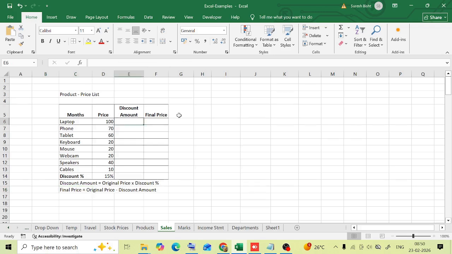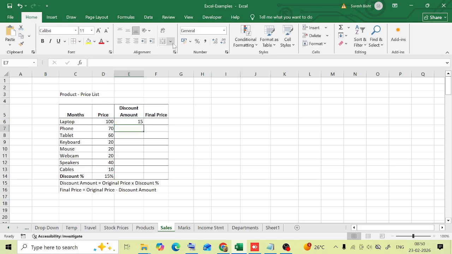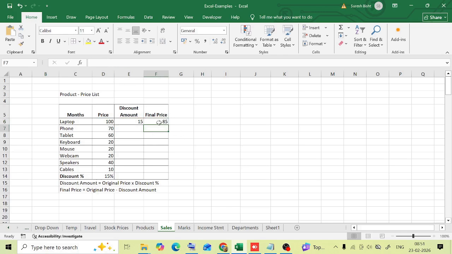So first we'll calculate the discount amount. We say original price multiplied by the discount percentage. So the discount amount comes to 15 for laptop, and then you calculate the final price by subtracting the discount amount from the original price. I'll say D6 minus, I'll say the original price minus discount amount. So the final price is 85.